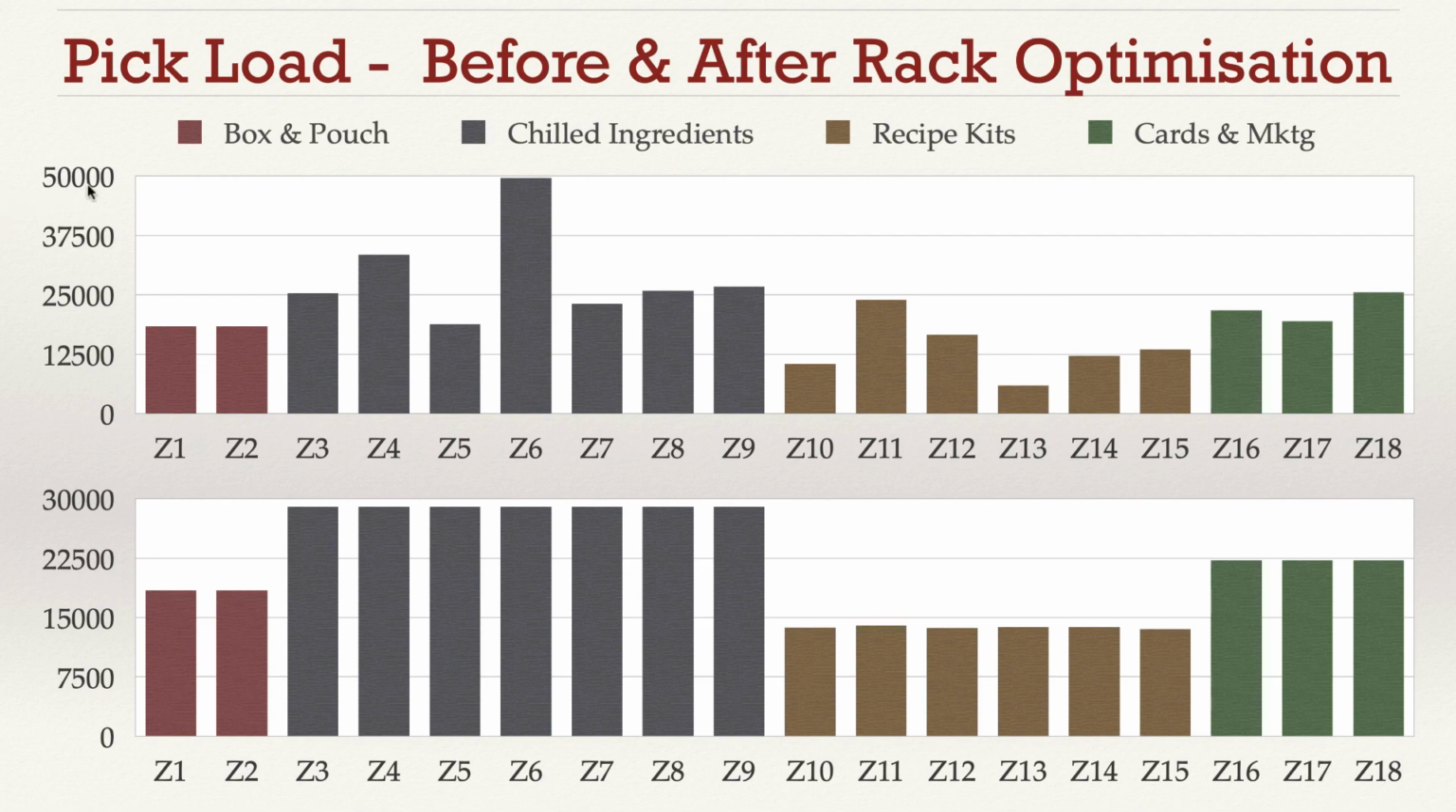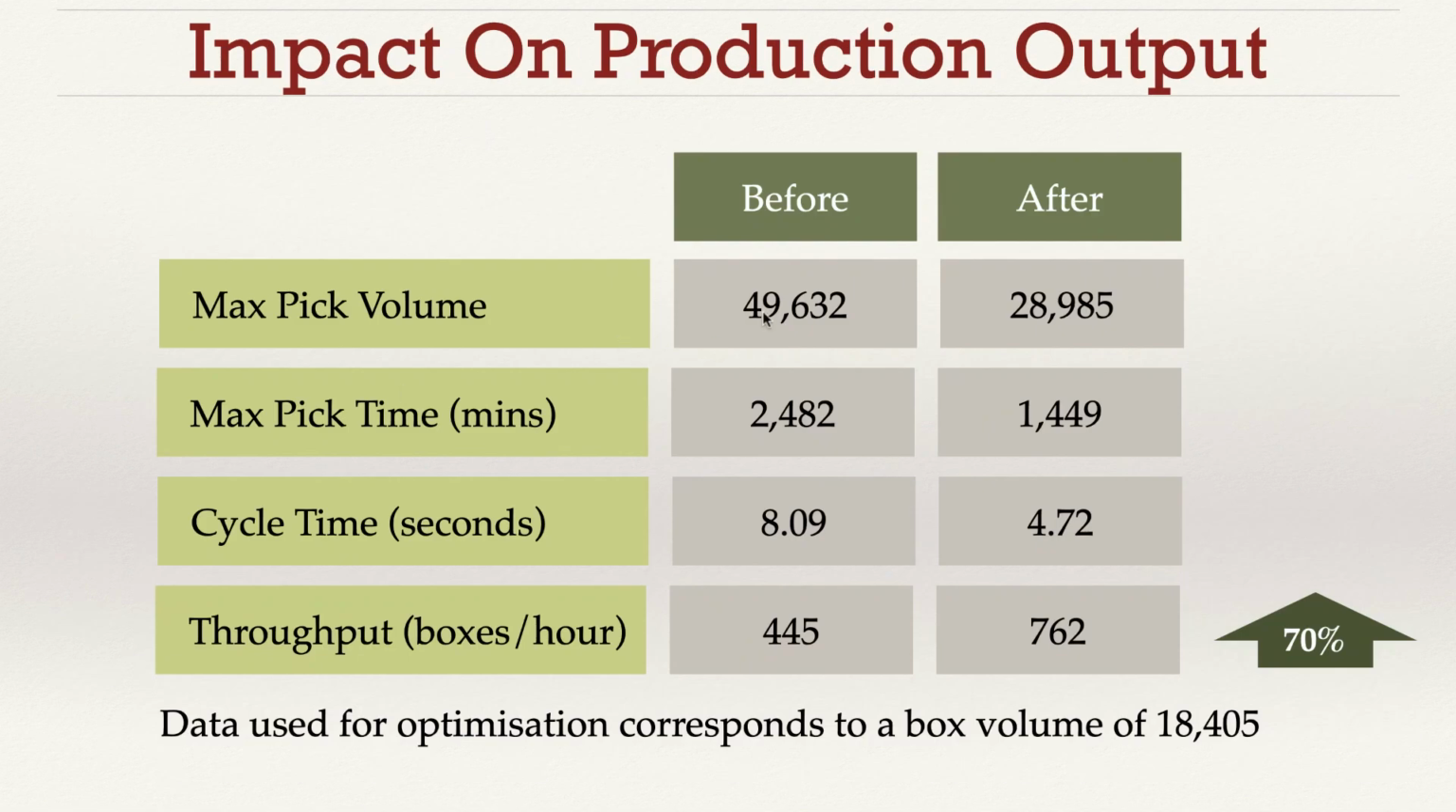Massive impact. As you can see, this is almost 50,000 here, and this is 30,000. Let's look at the numbers: 49,632 and 28,900, almost 29,000. And we calculate the cycle time, which is the average time between two consecutive boxes coming out of the assembly line. This is the cycle time, and this is the cycle time in the new setup. You can clearly see the throughput, that is the boxes per hour, has massively increased by 70%.